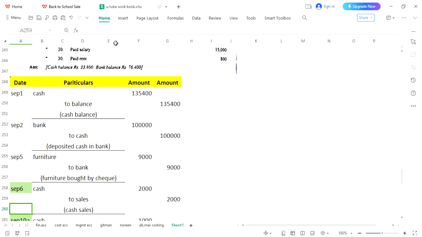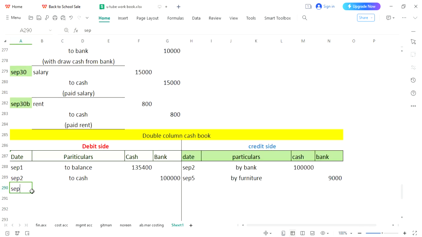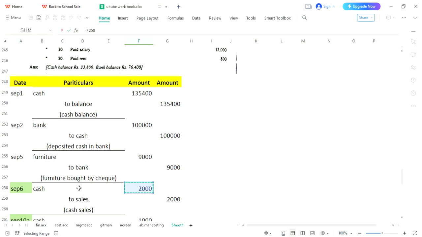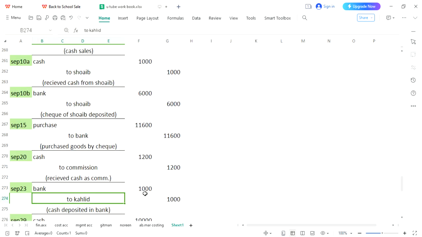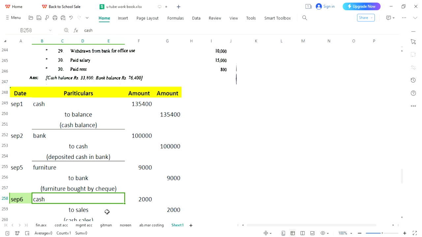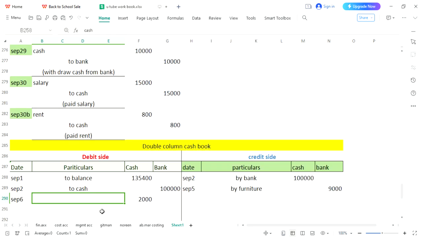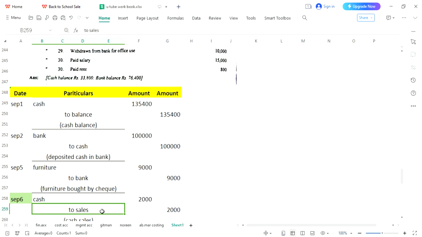And now September 6. There will be only one effect because only cash is present in the journal entry. Cash is debited, September 6. Just put the date first, and now we will see cash is debited, and how much amount? 2000, and 2000 has been placed, September 6. And what is written on the opposite side? Sales. So you will write sales as reference. The September 6th entry has been completed. We are going to mark it as completed.